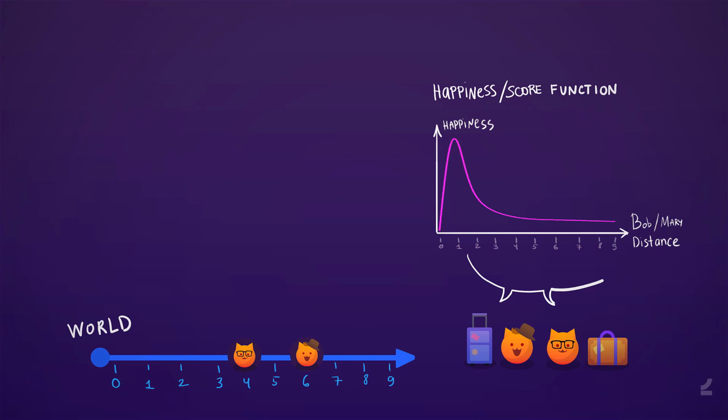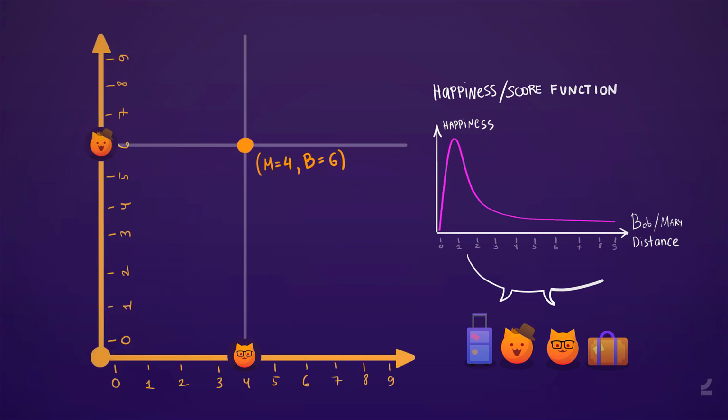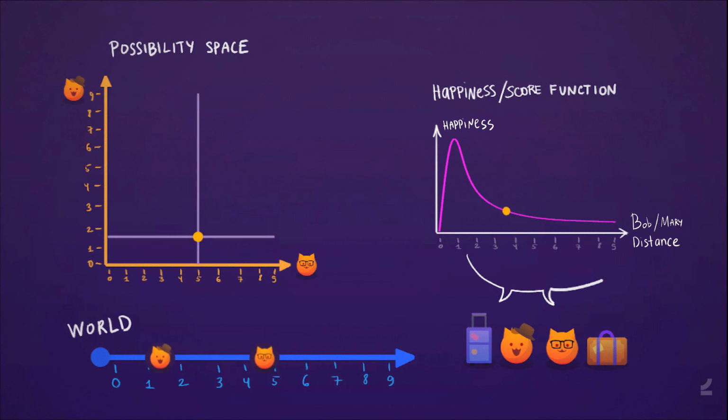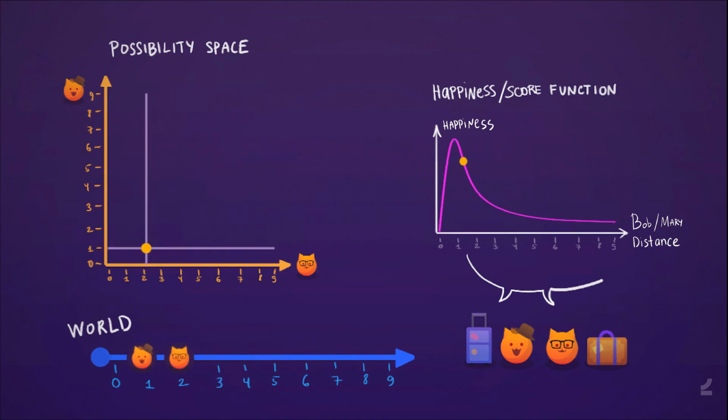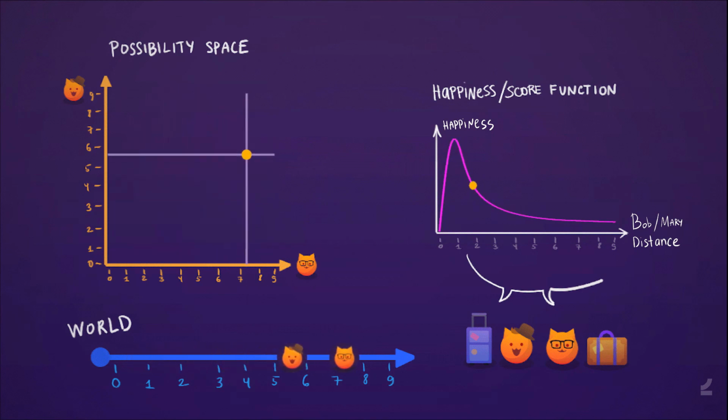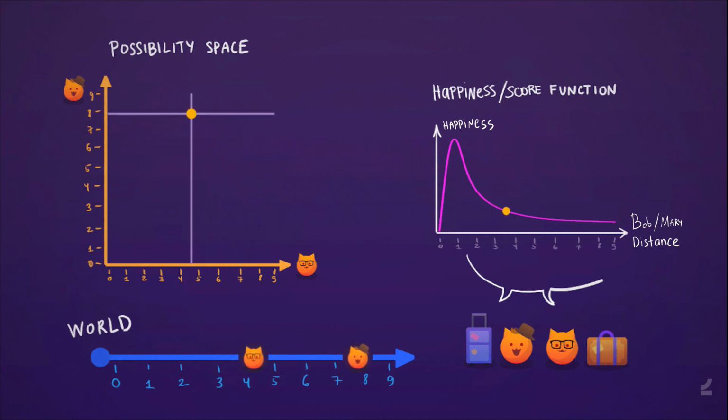But instead of reasoning about Bob and Mary in world space, let's separate Mary's and Bob's location into their own axis. Thus, any configuration of Bob and Mary can now be expressed as a point in this new two-dimensional space. For example, this point with the coordinate 4 and 6 simply represents that Mary is on coordinate 4 and Bob on coordinate 6. And now we can very easily explore all possible Bob-Mary placements just by moving around in this new two-dimensional space, which we will call possibility space, since it describes all possible Bob-Mary configurations.